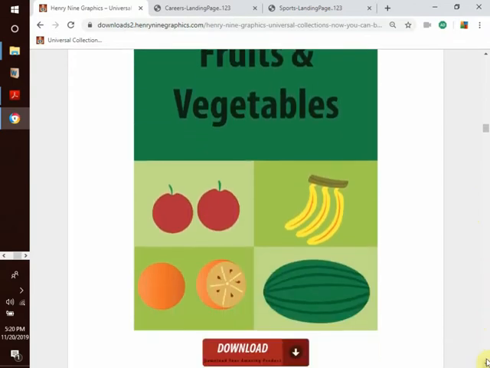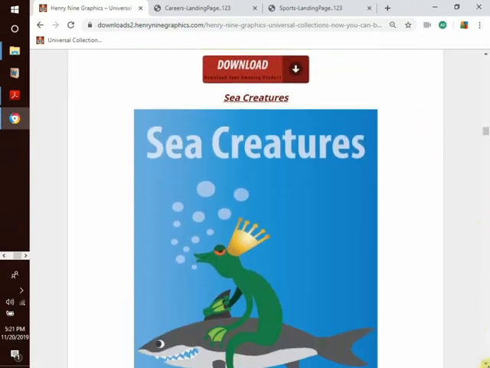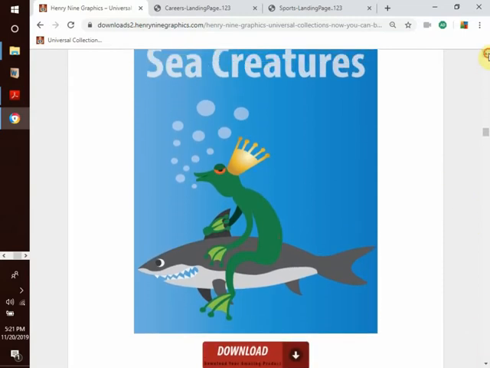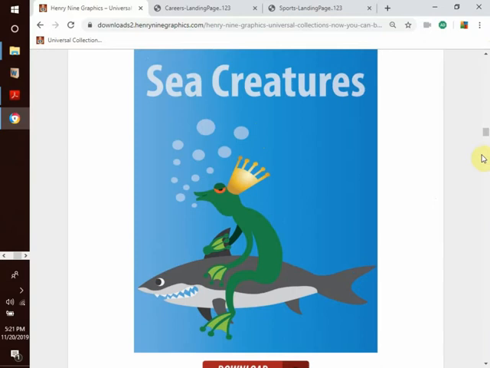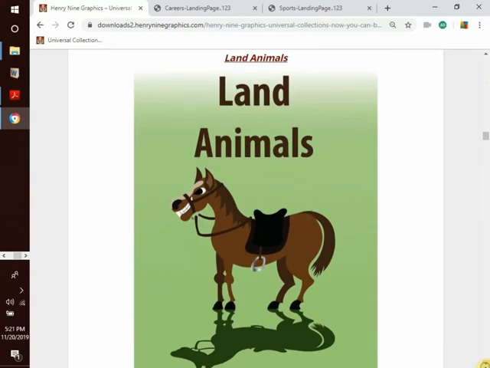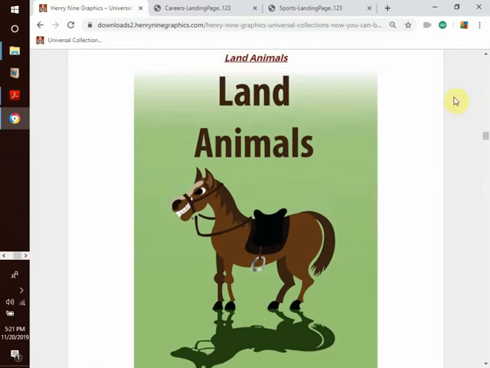Then we have fruits and vegetables. We have all kinds of fruits and vegetables, citrus fruits and other fruits. We have sea creatures, the fish, the whales, the mammals and the fish, all living creatures in the sea. We have land animals. These are both the domestic and the wild as well. These are animals that are on land or they live on land.